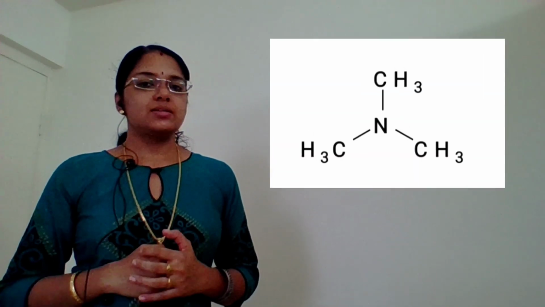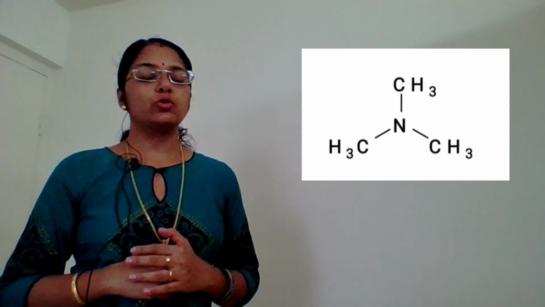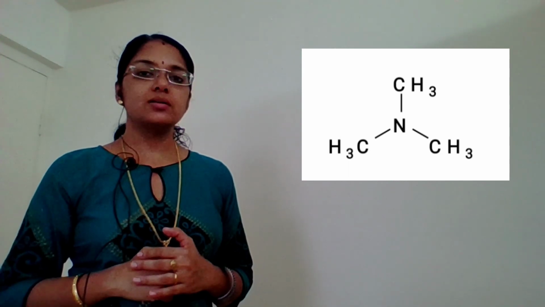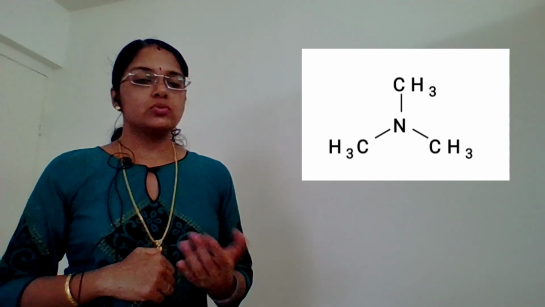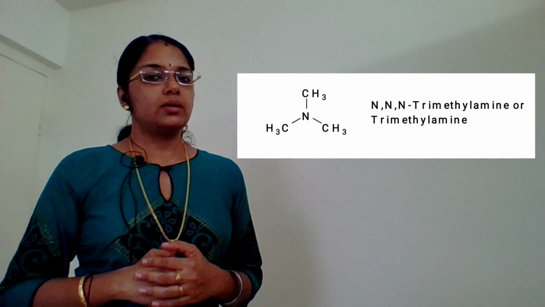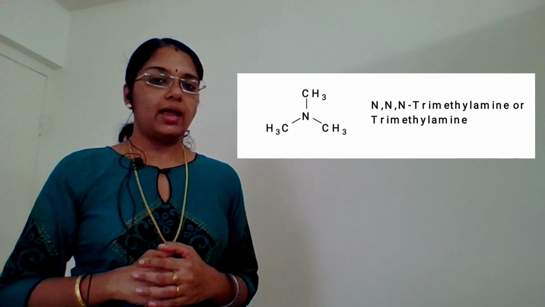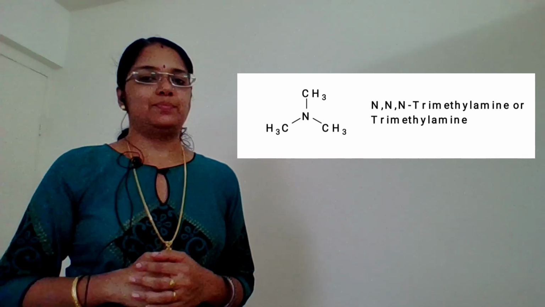Next, we can discuss the naming of a tertiary amine. Consider the structure N(CH3)3. Here, the alkyl groups attached to the nitrogen atom are the same, that is three methyl groups. So we can use the prefix tri. So the common name will be trimethyl amine, or we can write it as N-trimethyl amine, as its common name.